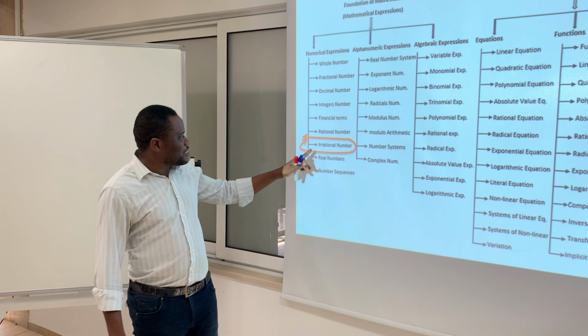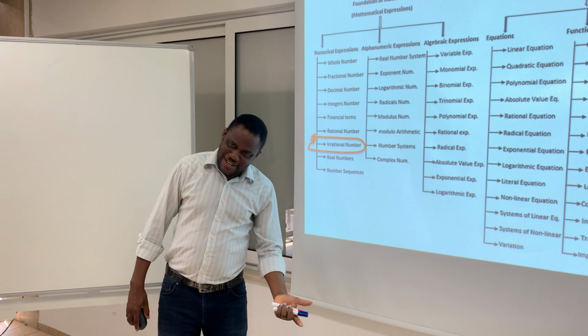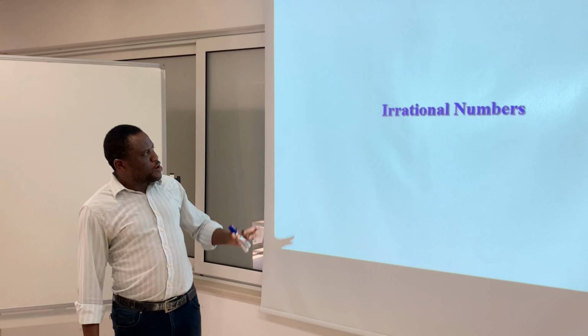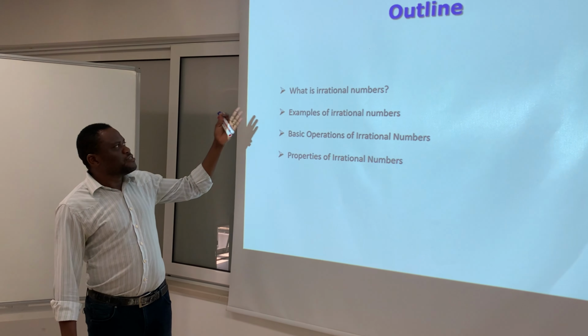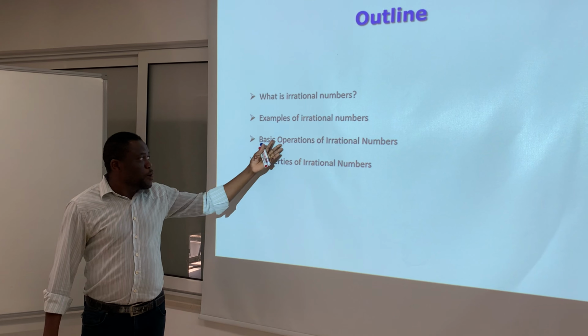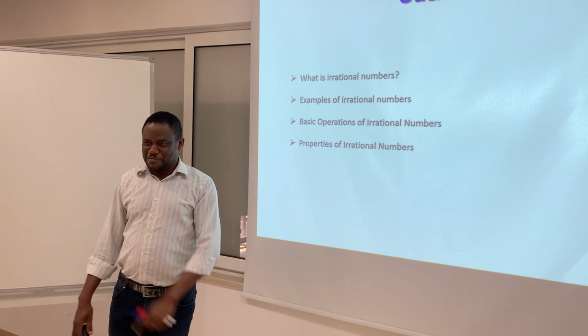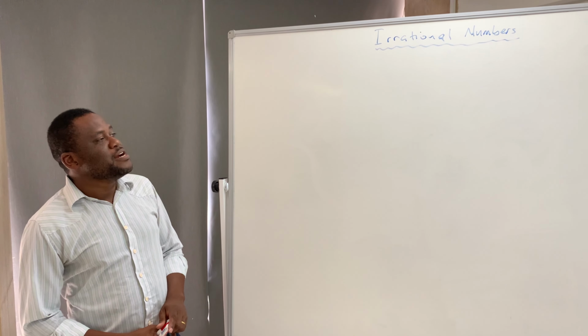Rational number. Let's look at irrational numbers. This is very important. Very, very important. So we're going to be looking at what irrational numbers are, examples, basic operations, and some properties. Let's begin. What is an irrational number?